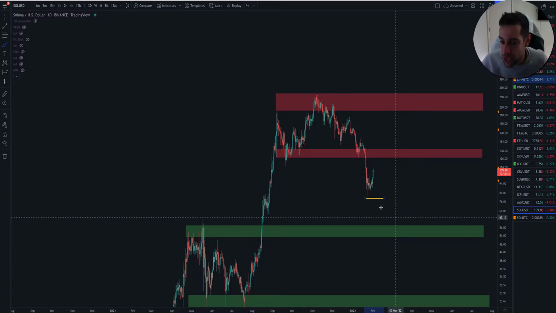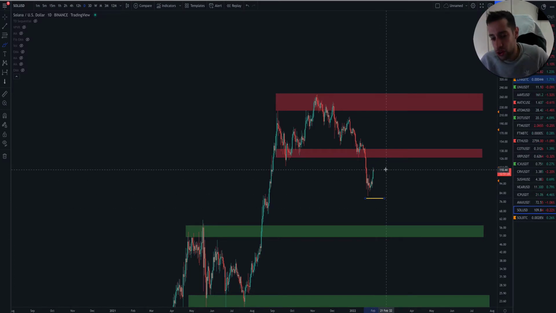So if we do get some kind of price action where we drop below $80, and especially some sort of daily or weekly close below that, then you need to expect prices of $50, or even possibly below that. So just bear that in mind.